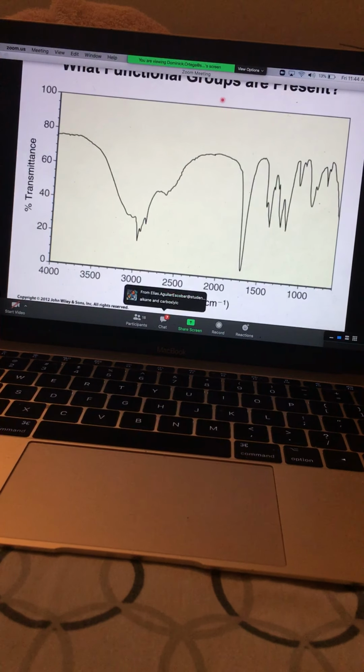Okay, so what we have here, if we want to talk about functional groups, we have a carbonyl here, and then we have the OH group here. Now, if you want to be really specific, this is a carboxylic acid.